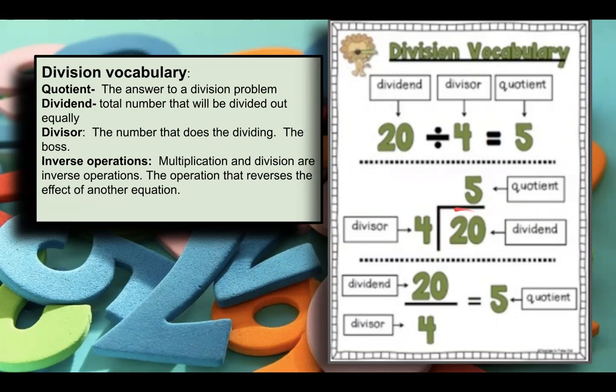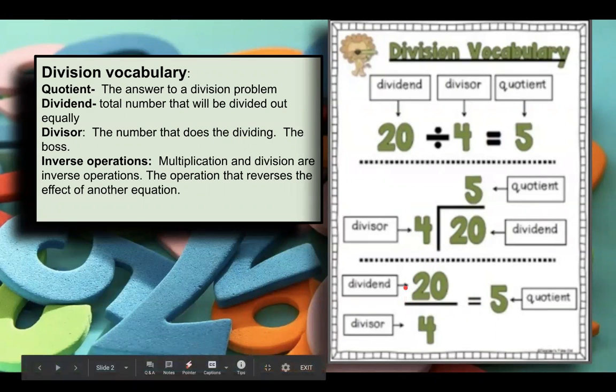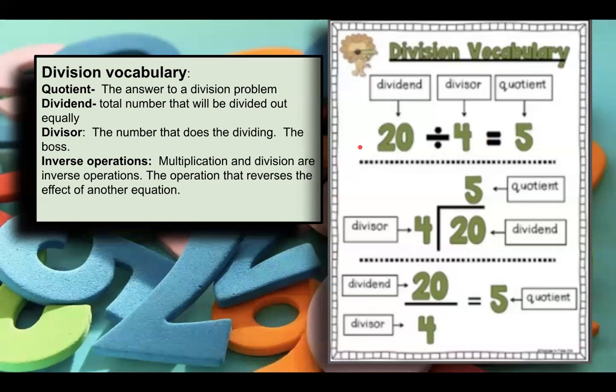I call this a house when it's set up this way, or it's on the top when your division is set up this way. Notice there are three different ways to show division. We mostly focus on this way in third grade. And then you have divisor. The divisor is the number that does the dividing.